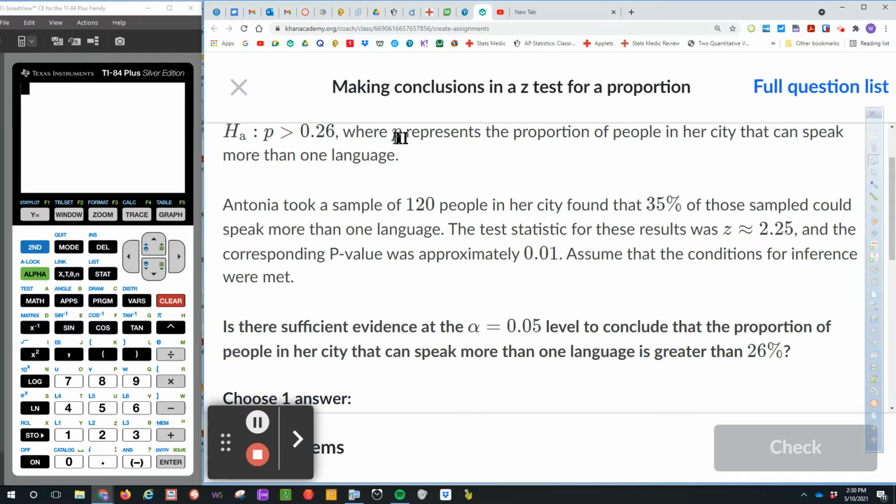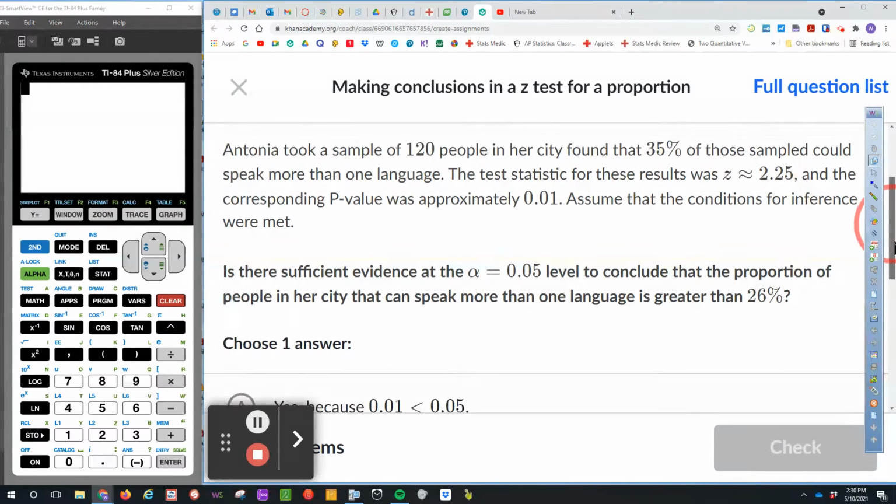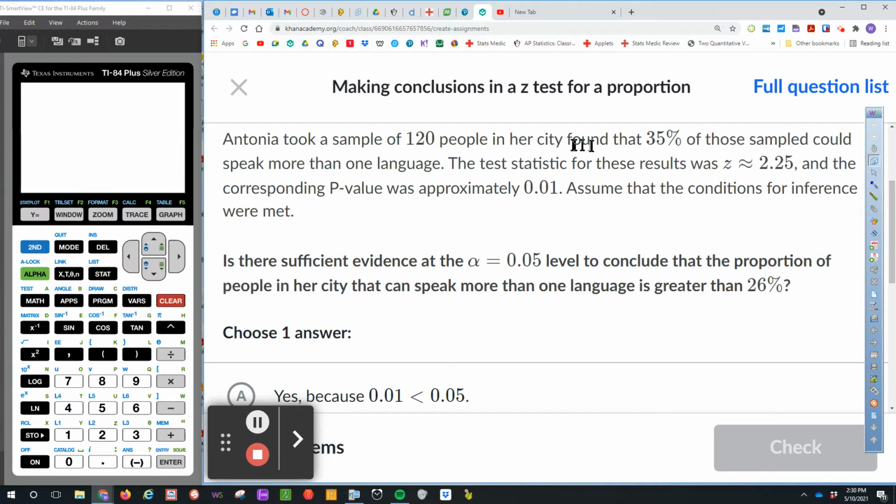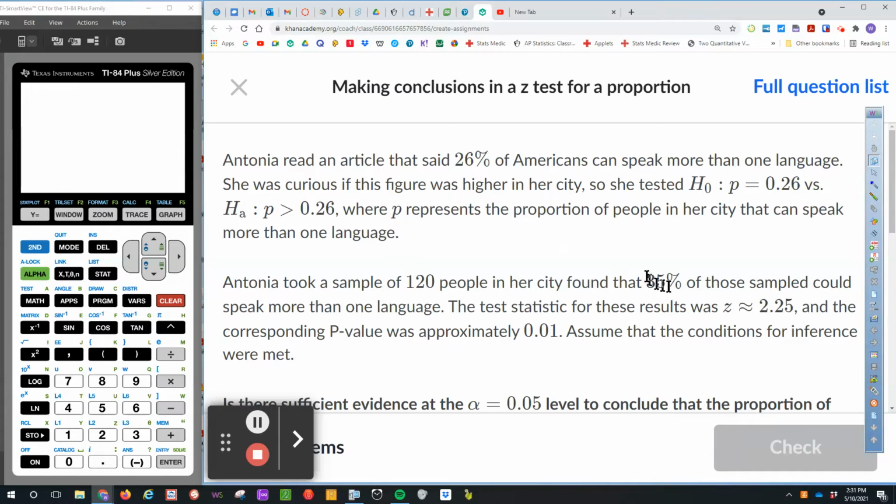Where P, population proportion, represents the proportion of people in her city that can speak more than one language. Antonia took a sample of 120 people in her city, and found that 35% of those sampled could speak more than one language. So 35%, well, it looks like there is enough evidence, right? It's more than 26, 35 is more, but how much more? So is that enough, right? It's almost a 9% increase.